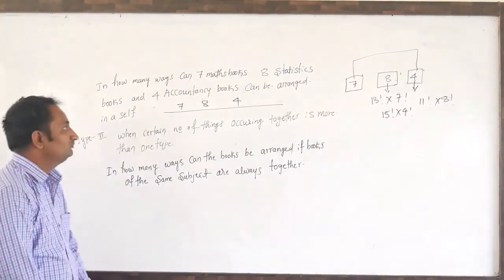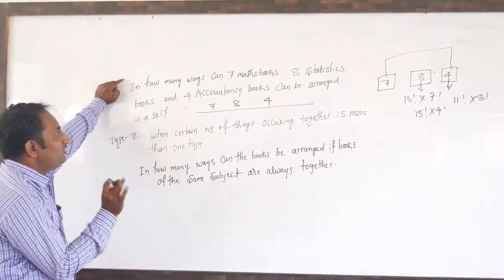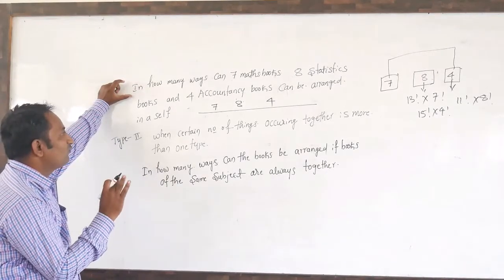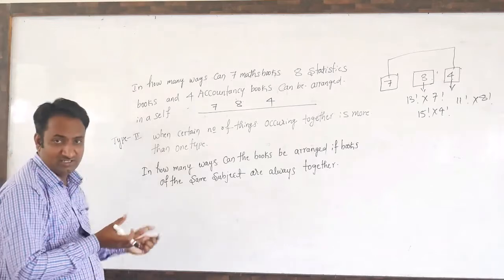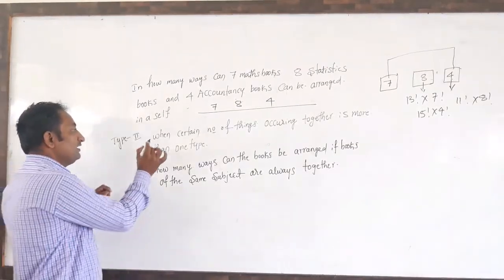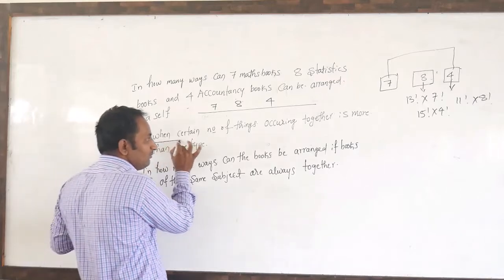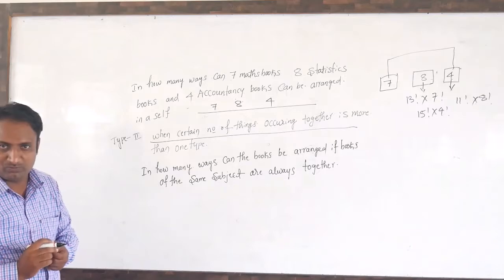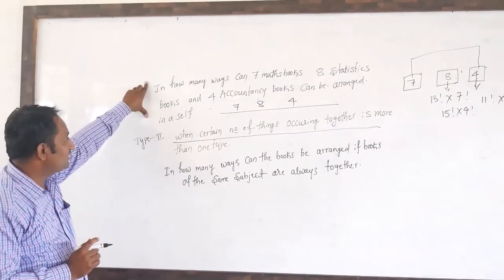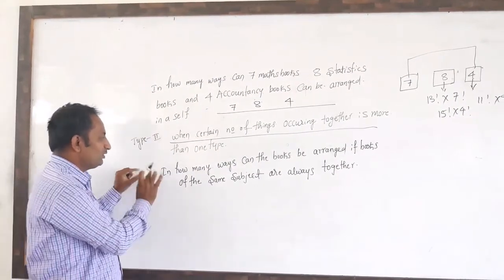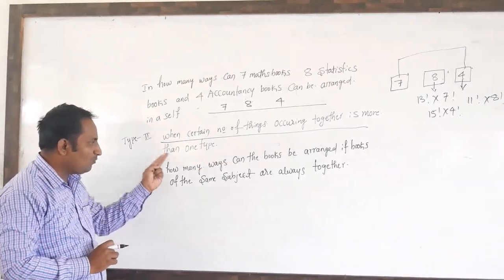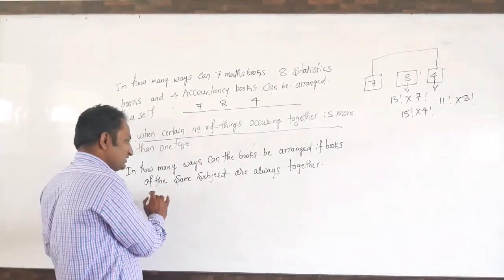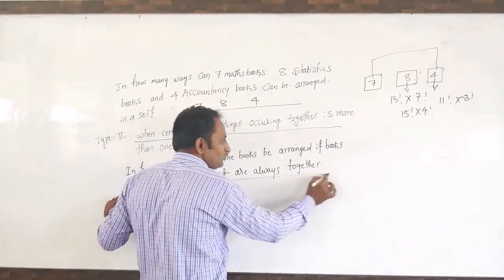Here in this problem, in how many ways can 7 maths books, 8 statistics books and 4 accountancy books be arranged in a shelf? Here type 2, when a certain number of things occur together, is more than one type. On the basis of this problem we can take another supporting way. In how many ways can books be arranged if books of the same subject are always together?